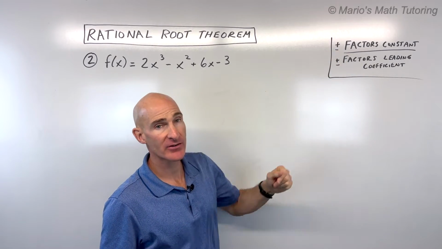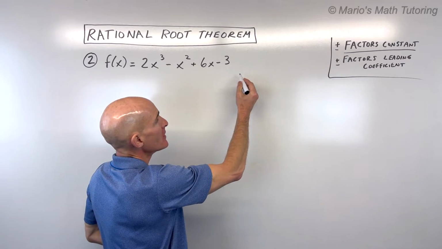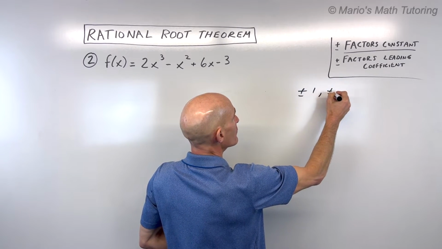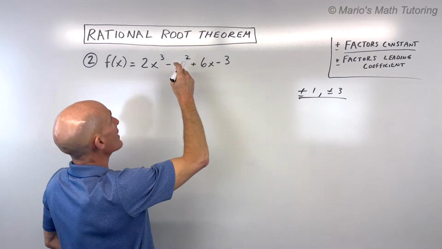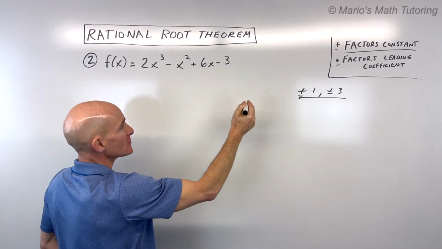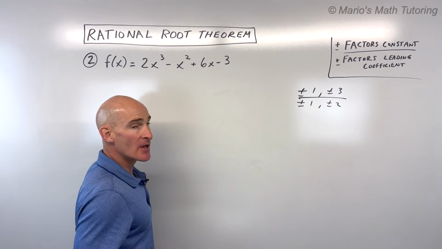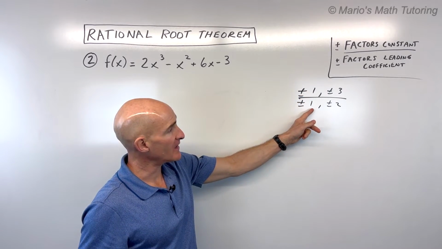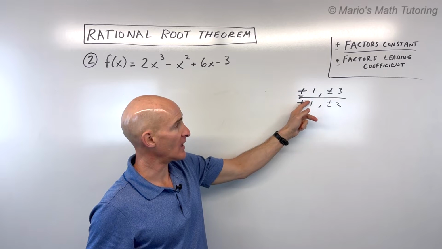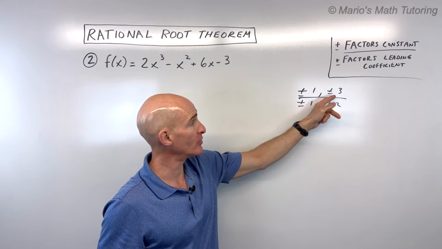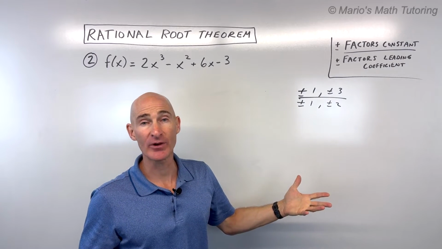We take all the factors of the constant, that's this number here. So everything that goes into 3, which would be plus or minus 1 or plus or minus 3, divided by all the factors of the leading coefficient, which in this case are just going to be plus or minus 1 or plus or minus 2. So again, any numerator with any denominator. So it could be 1 or -1, 1/2 or -1/2, 3 or -3, 3/2 or -3/2.